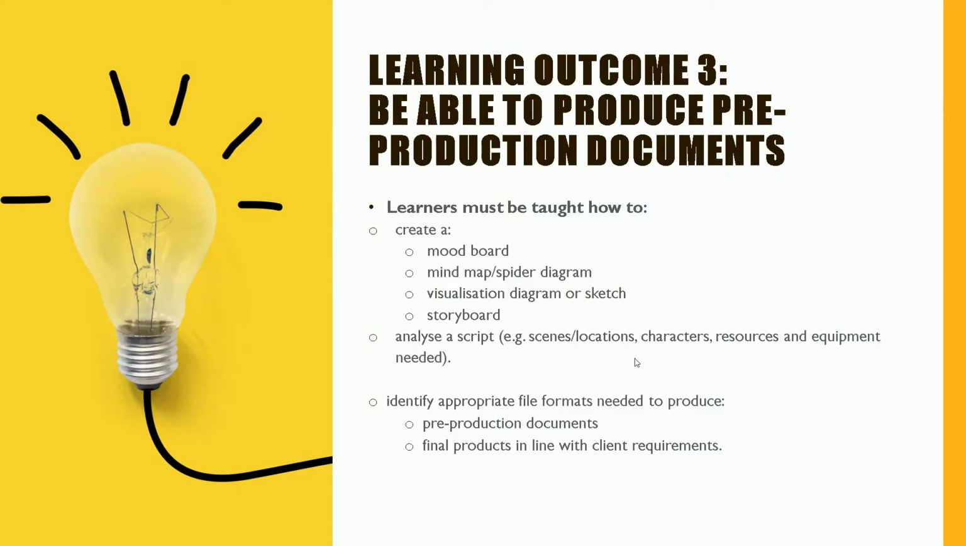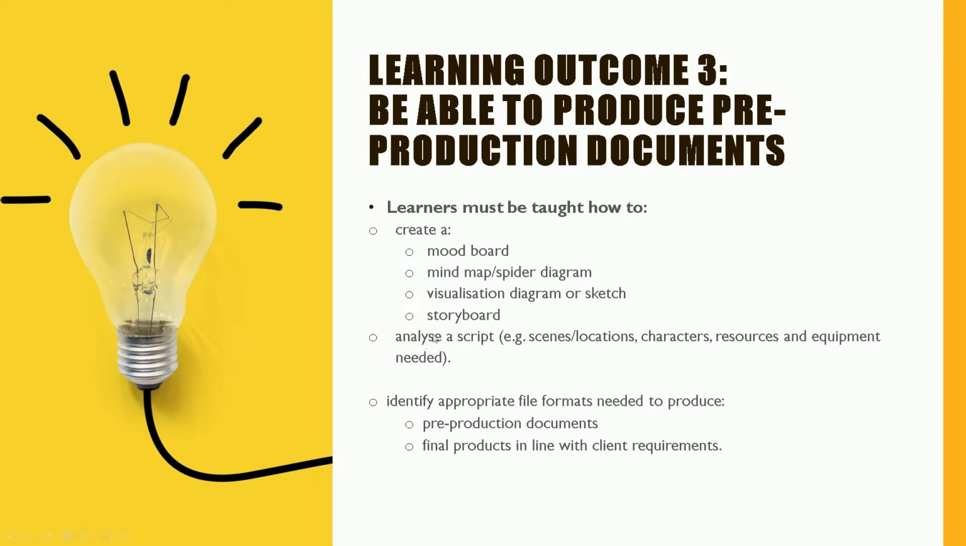In terms of the specification for Learning Outcome 3, this is taken straight from the specification for the R081 unit. Learners must be taught how to create a mood board, create a mind map, or in other words a spider diagram, create a visualization diagram or a sketch, and create a storyboard. Those four pre-production documents, they need to know how to create, because they could get one or two questions on creating those documents based on the scenario given in the examination paper.